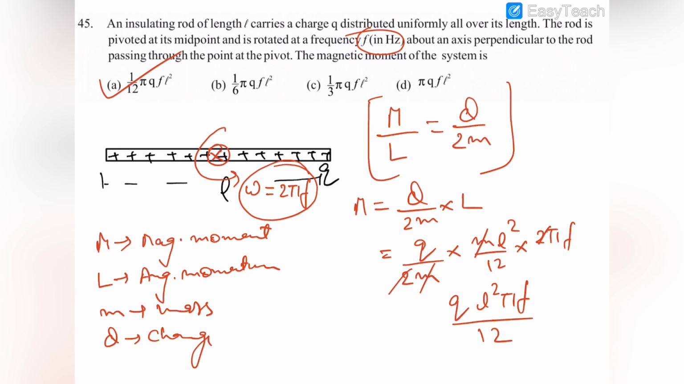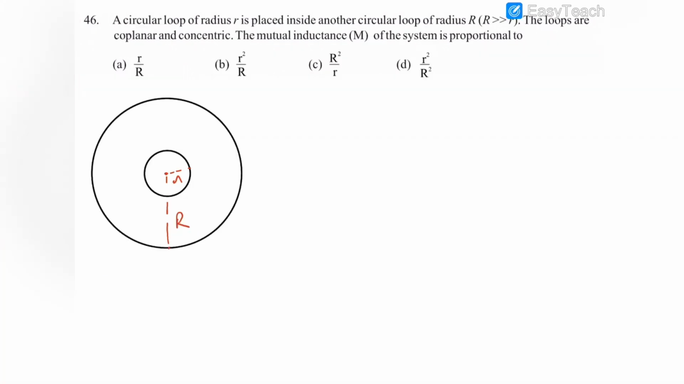Now we move on to the next question. In this question, you can see that there is a big circular loop of radius capital R, and there is a small circular loop of radius small r. They are concentric, and we have to find out the mutual inductance coefficient of this system.